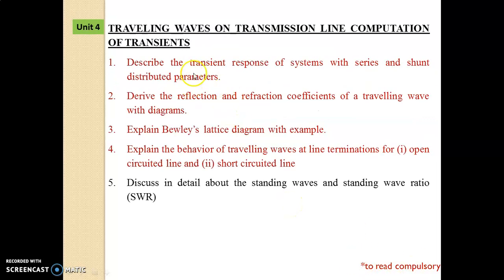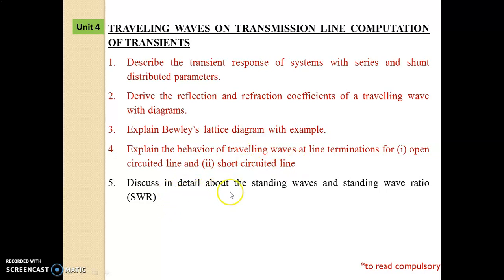Fourth unit is traveling waves on transmission line, computation of transients. 5 questions are considered as important, but first 4 to read compulsorily. First one, describe the transient response of systems with series and shunt distributed parameters. Second one, derive the reflection and refraction coefficients of a traveling wave with the diagrams. Third one, explain Bewley's lattice diagram with example. Fourth one, explain the behavior of traveling waves at line terminations for open circuited line and short circuited line.